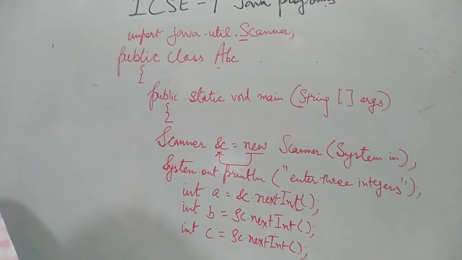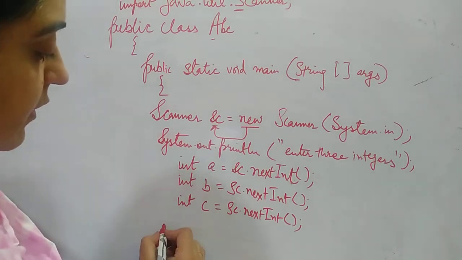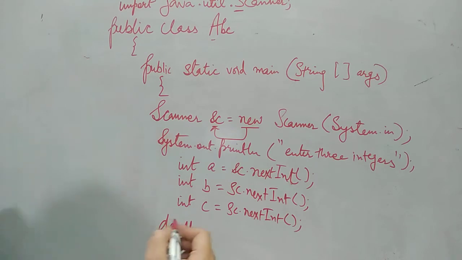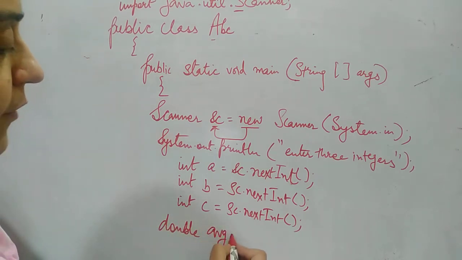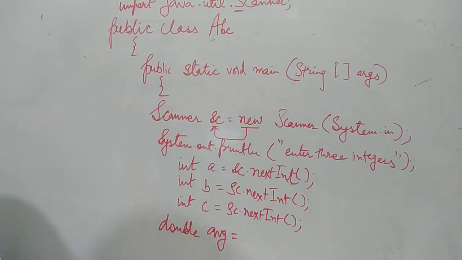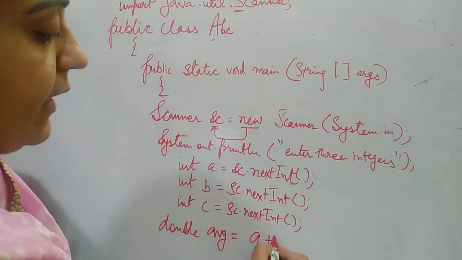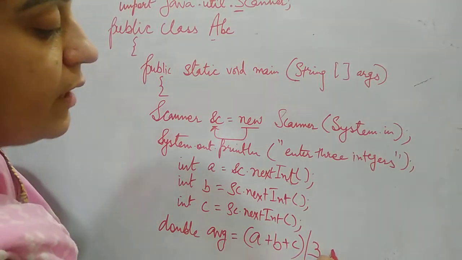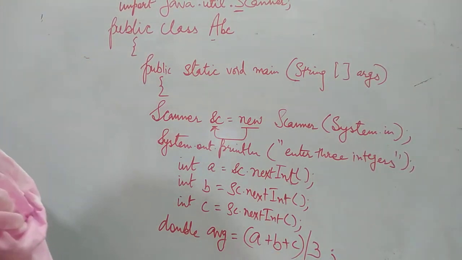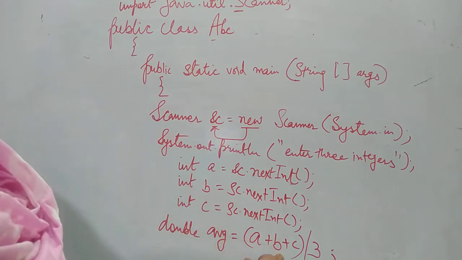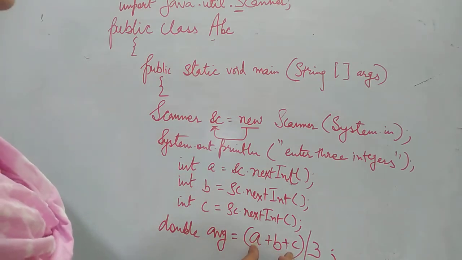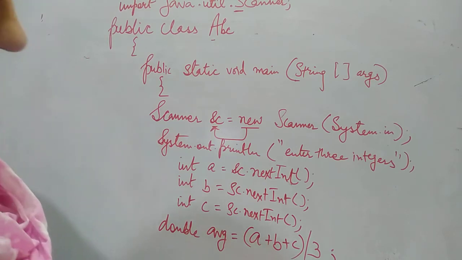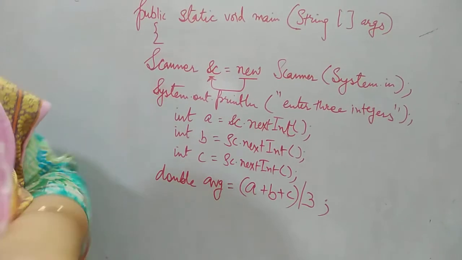And then the last statement will be double or float you can write. Why am I writing double or float? For the average, suppose I am taking avg as the average variable, so I will write like this: a plus b plus c divided by 3. This is the average formula. Here the division sign is this, and how many values have we taken? Three values. The sum of all the numbers divided by the number of items. This is the average formula, and we need to print the statement now.